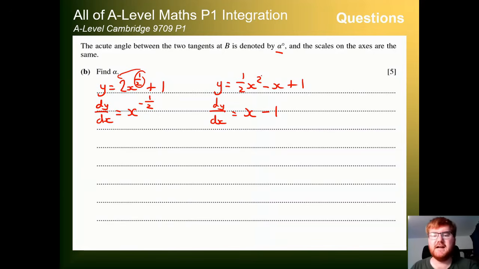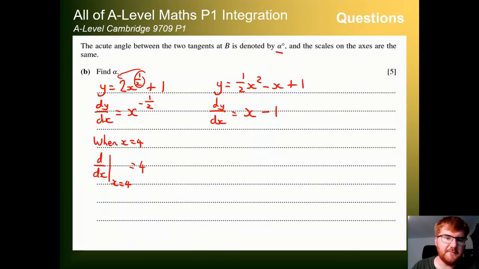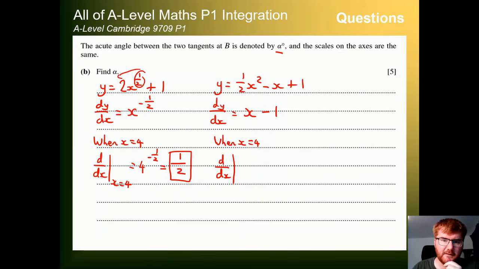But we want to work out the gradient at this specific point when x is equal to 4. So when x is equal to 4, d by dx, so x is 4, that's equal to 4 to the power of minus a half. Again, you could use your calculator for this, but hopefully you know that's equal to a half from all the indices practice that you've done. And then if we differentiate this, when x is 4, then we have d by dx at x is 4. It's 4 minus 1, which is equal to 3.